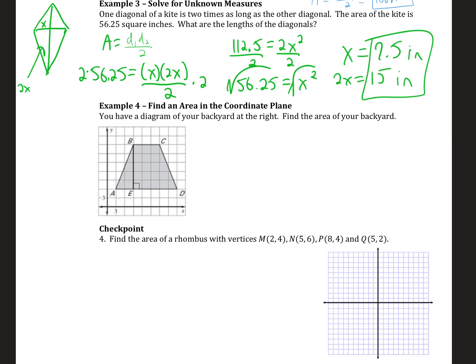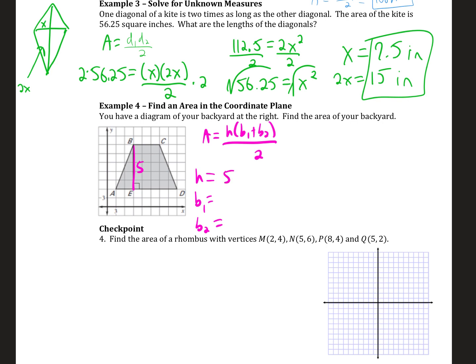See how these go. So we have a diagram of your backyard, actually to the left here. Find the area of your backyard. All right, so this is just figuring out area. What kind of shape does that look like? It's a trapezoid, so we're going to use the formula A equals height times base 1 plus base 2, all over 2. Okay. So we need to figure out the height and base 1 and base 2. So what's the height here? Well, the height is this distance right here. How many boxes is that? 1, 2, 3, 4, 5. So the height is 5.